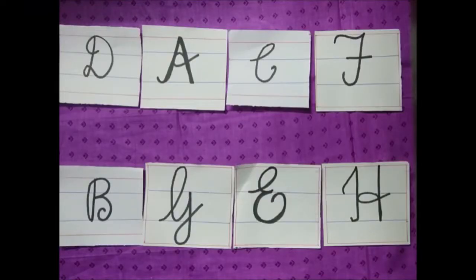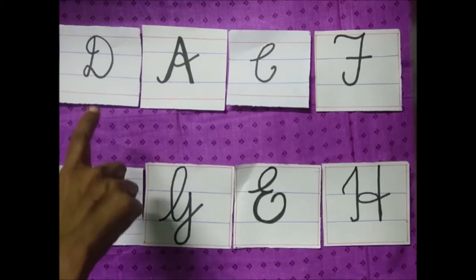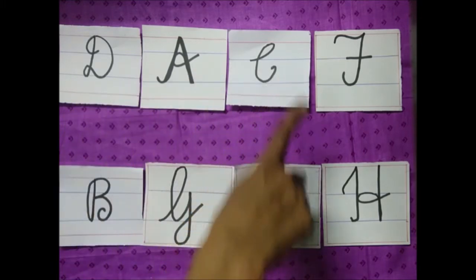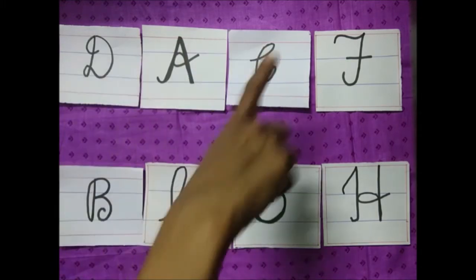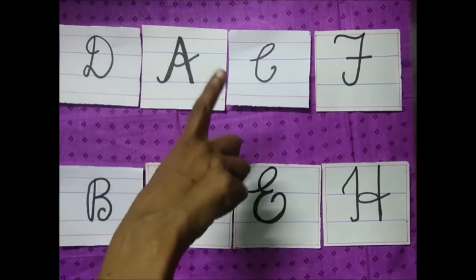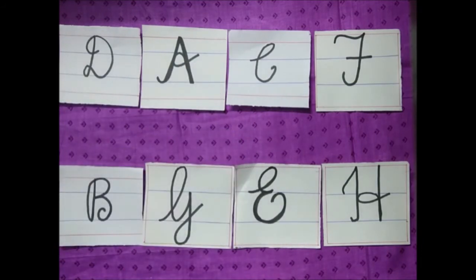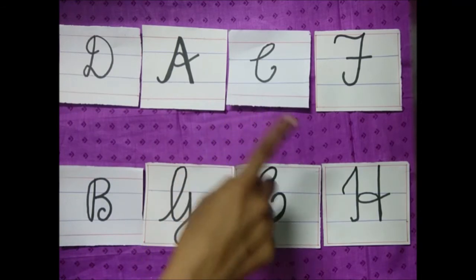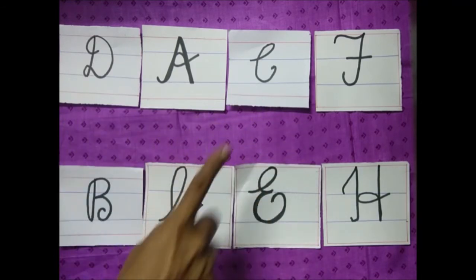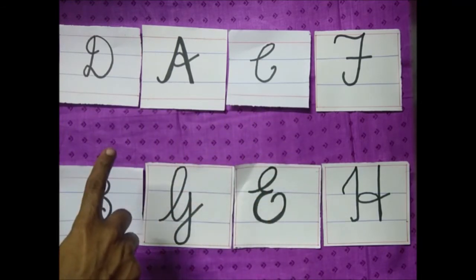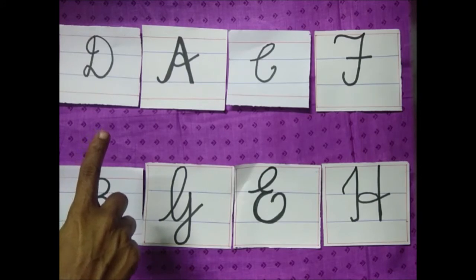Children, now it's time for activity. Here we have alphabets A to Z. It is not in order. It is shuffled. Alphabets are shuffled. These are capital letters. First, we are going to identify the alphabets.